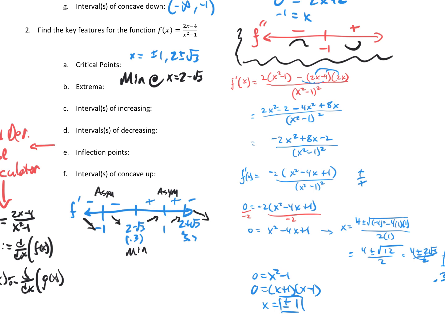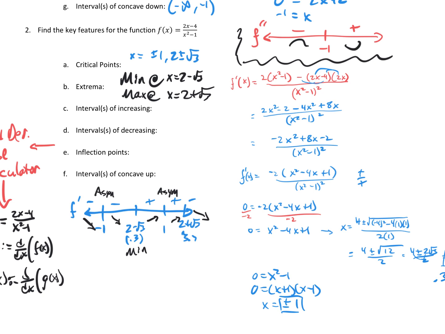Okay, so we have a maximum also. Look at that. We got a max at x equals 2 plus the square root of 3. All right, so let's get all our intervals here.